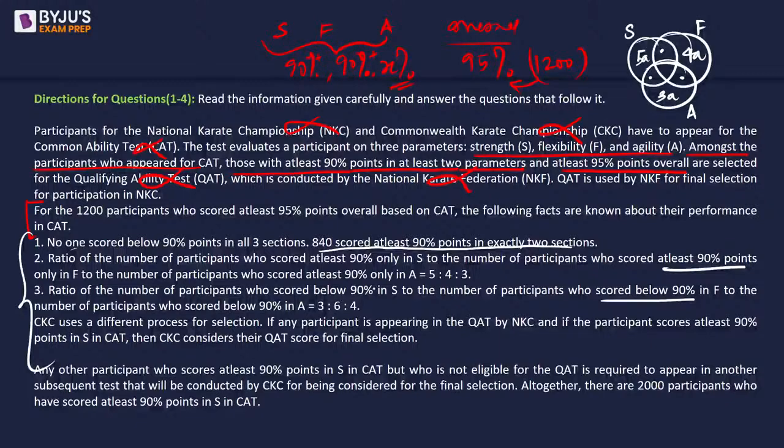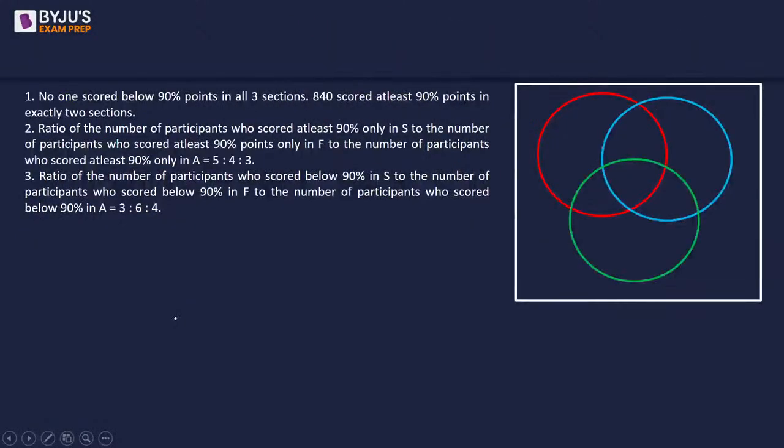Number of participants who scored below 90% in S would become, if I'm saying this is a case जहां पे 90% या ज्यादा है, तो below 90% will be outside it. Same is outside, same is outside, right? So if we use these 3 bullet points, we can complete a Venn diagram. ठीक है, 3 set Venn diagram होगा.